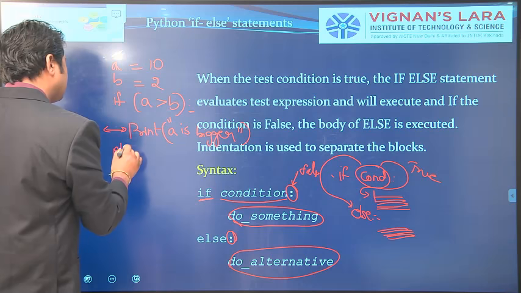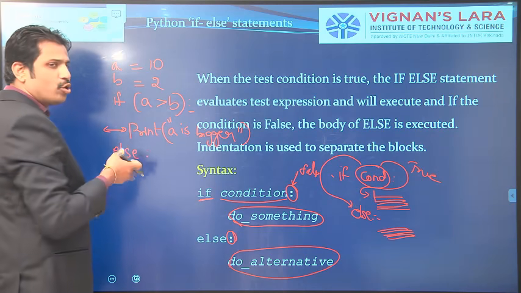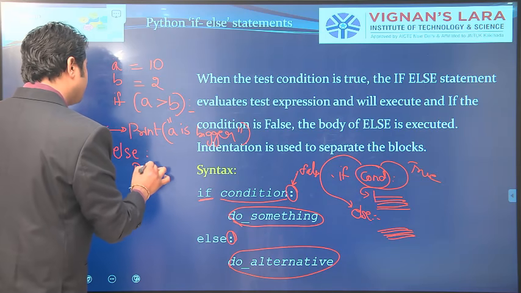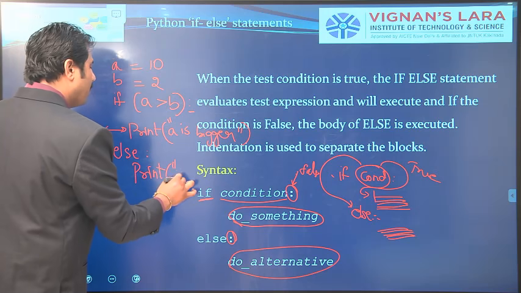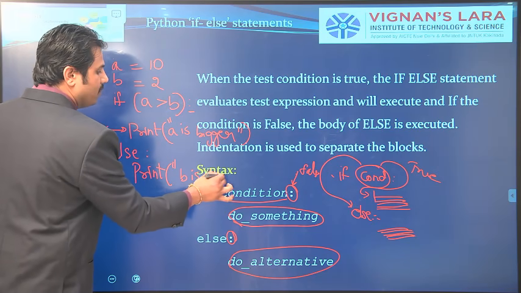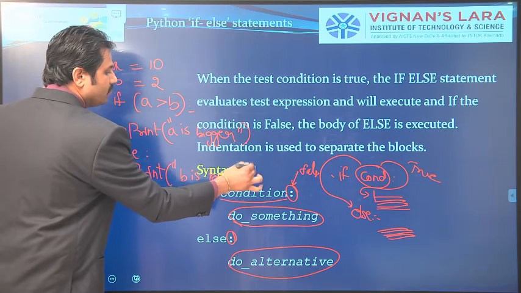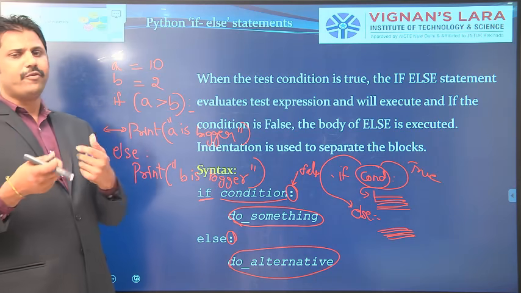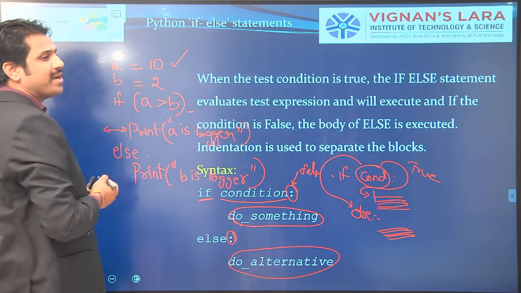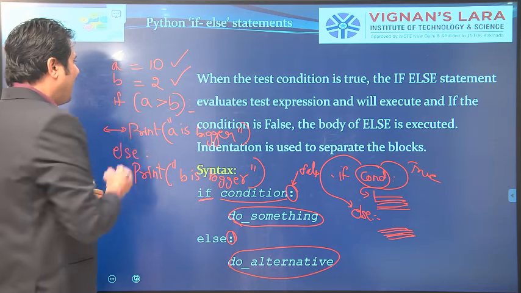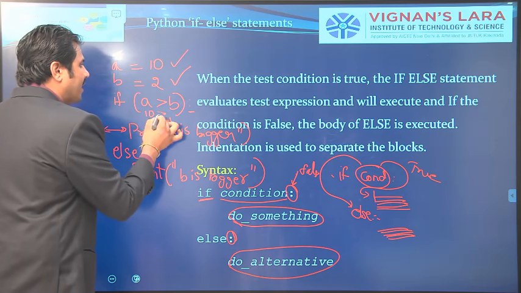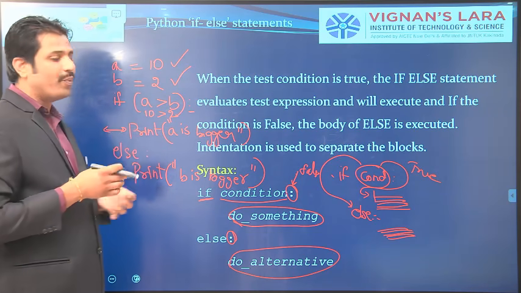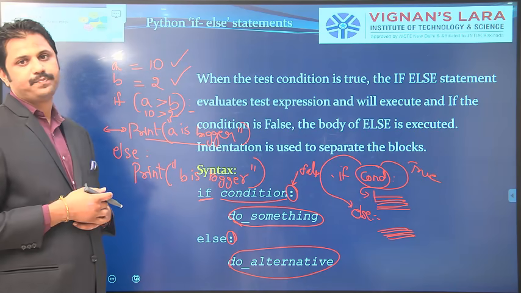Next, else. Here, after else, no condition. No need to write any condition. Then print B is bigger. So here let us observe what happens when it executes. I have the values A equals 10 and B equals 2. Here A is 10, and 10 is greater than 2. Is the condition true or false? Yes, the condition is true. It executes this statement.